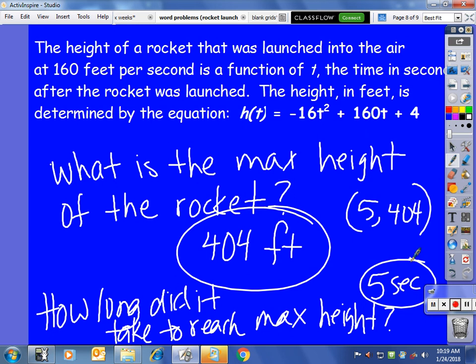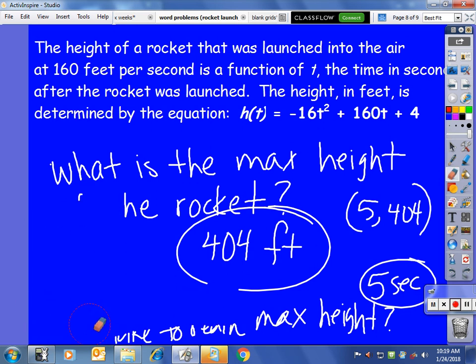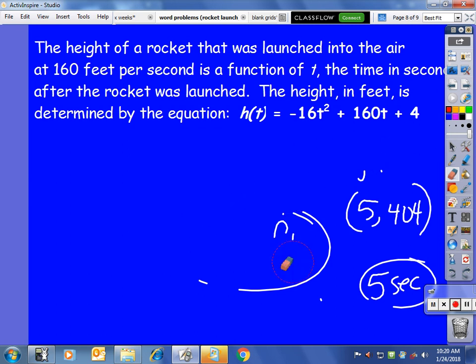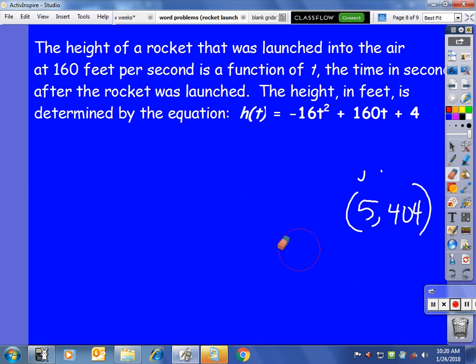Okay, are we good with that? Now, keep the vertex in mind because here's another question that's related to vertex. What else was related to vertex? The axis of symmetry. So I might just randomly say, what's the axis of symmetry for this problem? X equals 5. There was something else that was related to range.